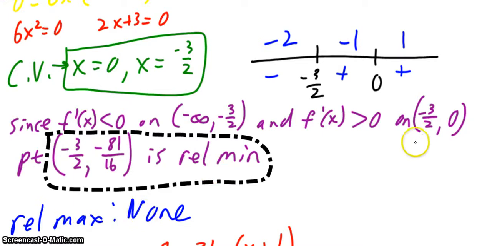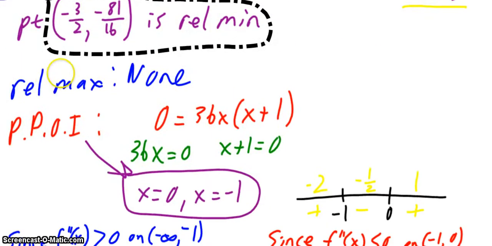One thing I want to point out real quick, so in using my derivative speak, notice that I just used the interval negative 3 halves to 0. I did not say negative 3 halves to infinity, although it is positive, greater than 0 also, because at 0 it is not greater than 0. At 0 it equals 0. So I want to make sure to restrict my interval still.